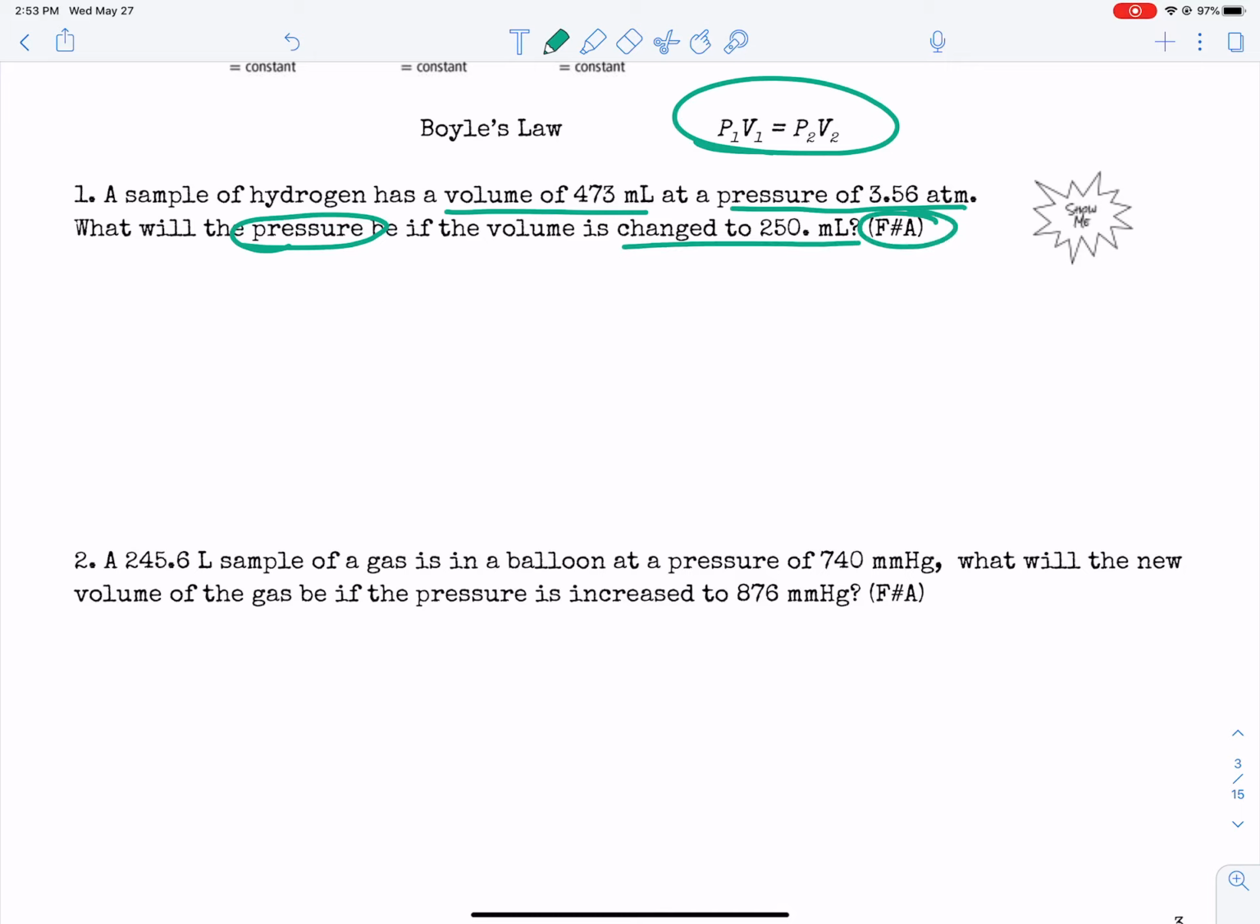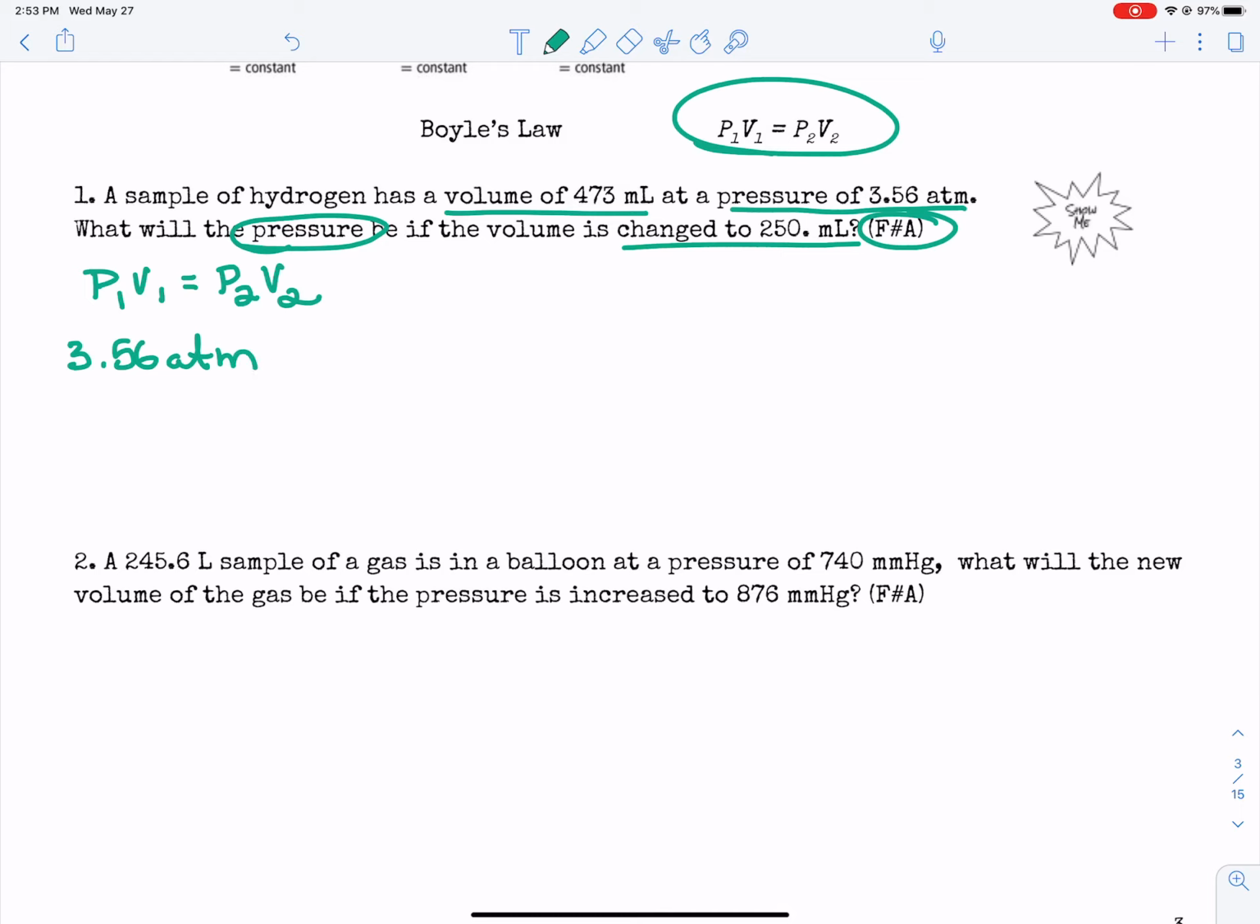Remember what this means. It means the first thing that we always do is we write the formula again. And then I plug in the numbers that I know. My original pressure is 3.56 atm. My original volume is 473 milliliters. The question is asking for my new pressure, and my new volume is 250 milliliters.